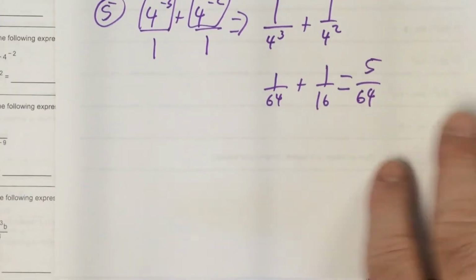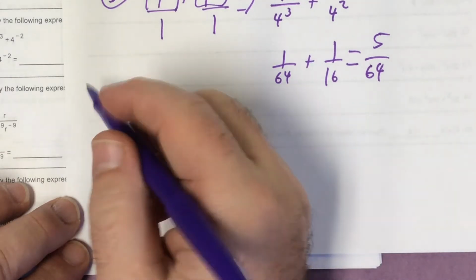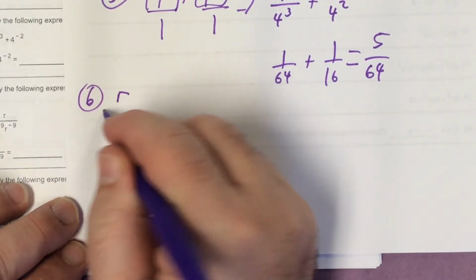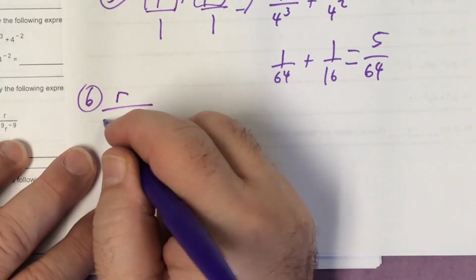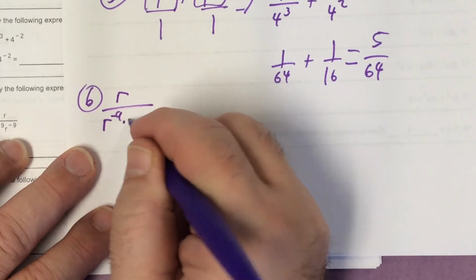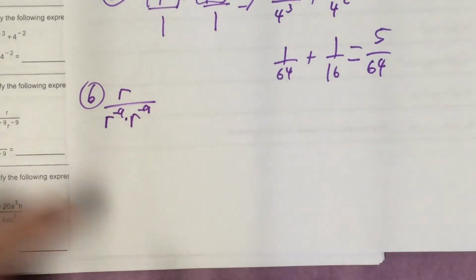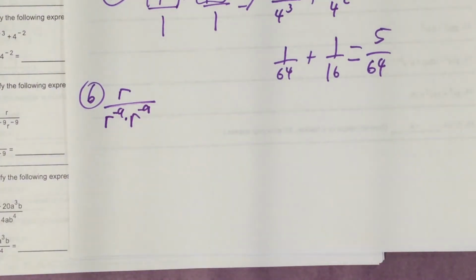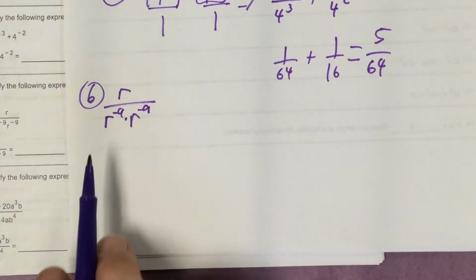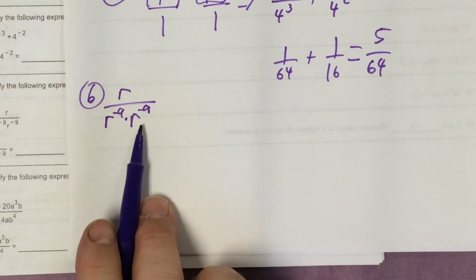Okay, let's take a look at number 6 now. So number 6 reads as r over r to the negative 9 times r to the negative 9. Now here they don't show the multiplication. I'm showing it just to reinforce this idea. Now if you were to multiply these, you could get r to the negative 18 and then move it up.